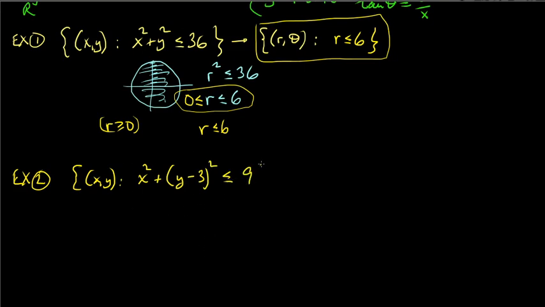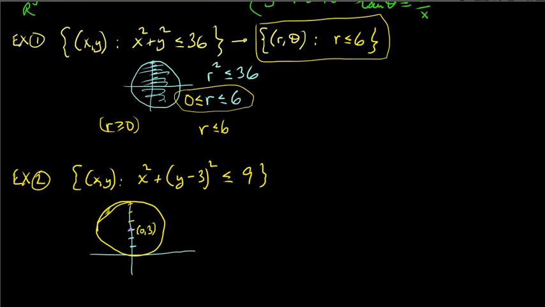Okay, so you should be able to figure out what this is. This is a circle whose center is 0, 3, right? So here's the center, 0, 3, and then the radius is 3. So I'm going to go up 1, 2, 3 more, and now we still have a disk. This time its radius is 3, right? But its center is 0, 3 instead of 0, 0.